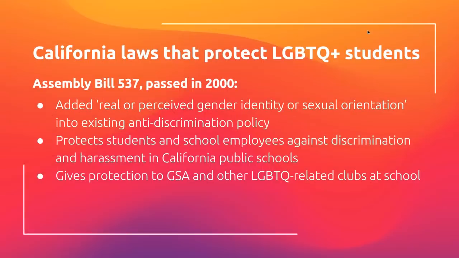The first one is Assembly Bill 537 that was passed in 2000, and it added new language to the previously existing anti-discrimination policy. It added real or perceived gender identity or sexual orientation. So this essentially protects students and school employees from discrimination based on assumptions or stereotypes. That's where the perceived part comes in. And this bill also gave protection to GSAs and QSAs and other LGBTQ related clubs at school. So basically it says that the school can't treat these LGBTQ oriented clubs differently than they would any other club at the school.